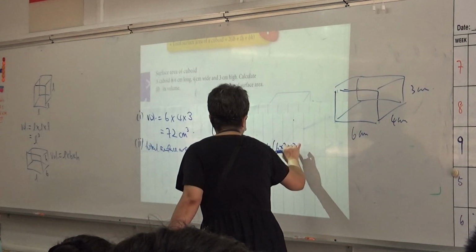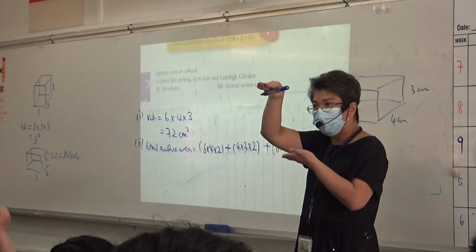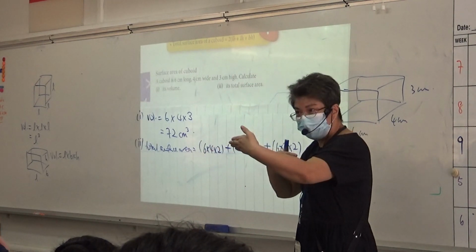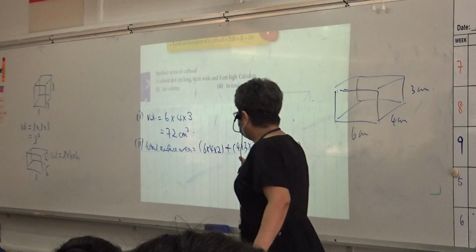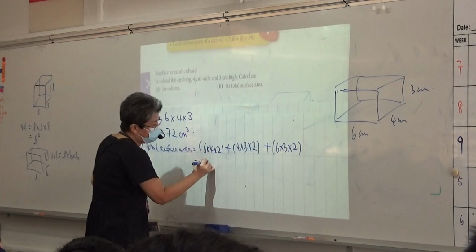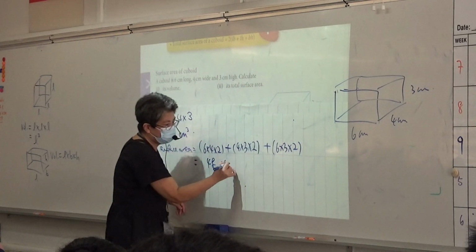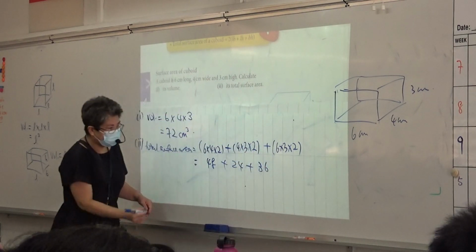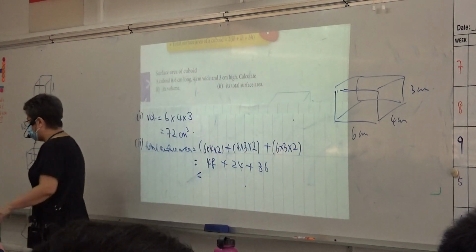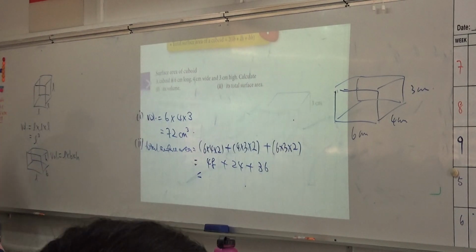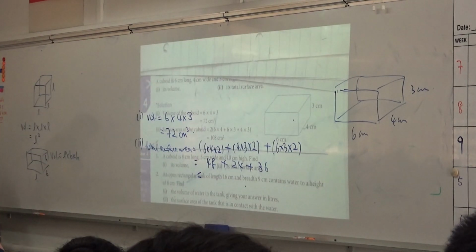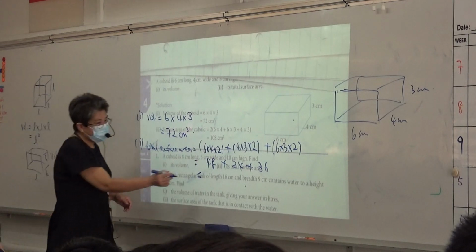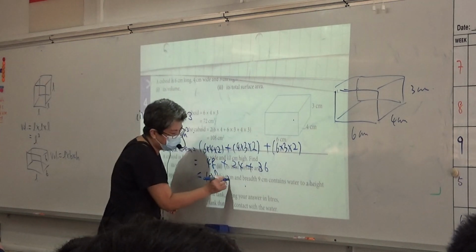6 times 3 times 2, right? You must always have top, bottom, side, front, back. Understand? So, when I take this out, this one will become 48. This one is 24. This one is what? 36, right? Can you add them up together for me? 108, is it? Okay, 108 cm squared.